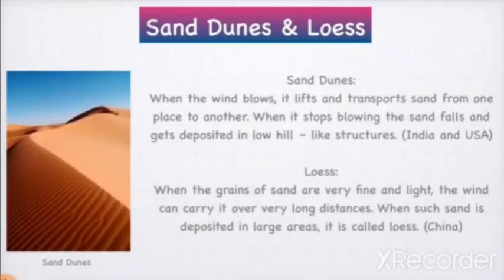The next one is sand dunes and loess. When you see the picture, you can find it in the desert. When the wind blows, it lifts and transports sand from one place to another. When it stops blowing, the sand falls and gets deposited in low hill like structures, found in India and USA.